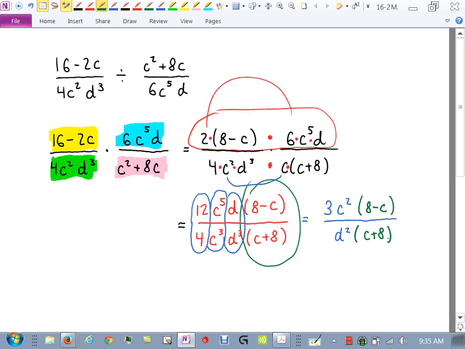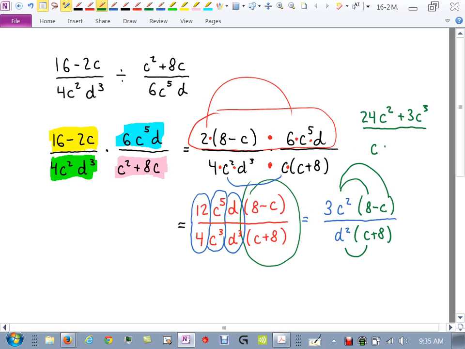Now, the book, I'm sure, does not have that answer in the back. They multiplied it out. Okay, so they went ahead and multiplied this times this, got 24c squared, and then multiplied this times this to get plus 3c cubed over the denominator they multiplied through. They probably have cd squared plus 8d squared, or did they leave it factored? Oh, and they didn't multiply through the bottom. See, I don't understand that.